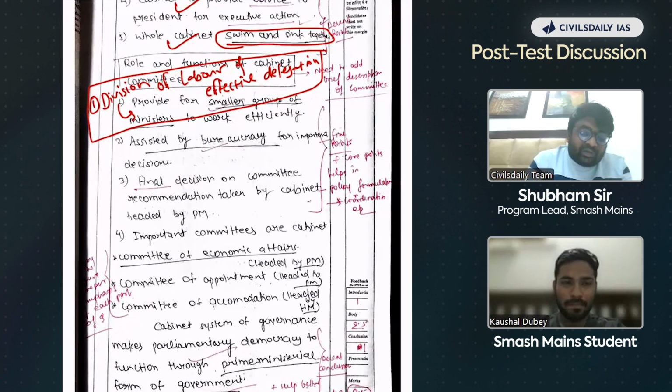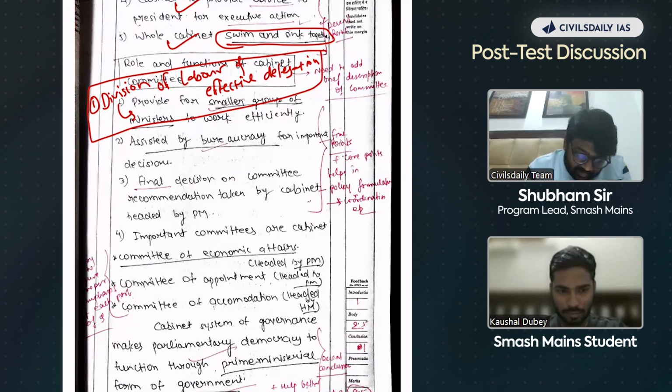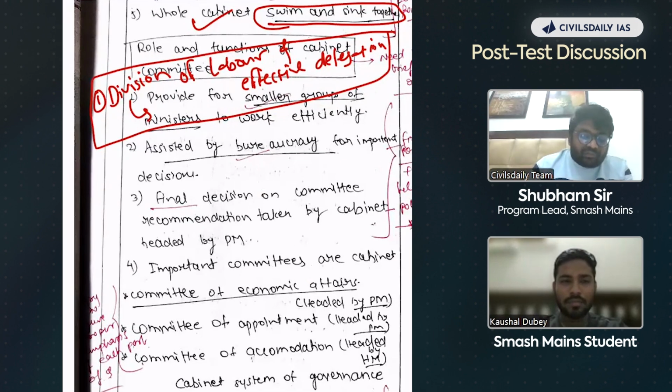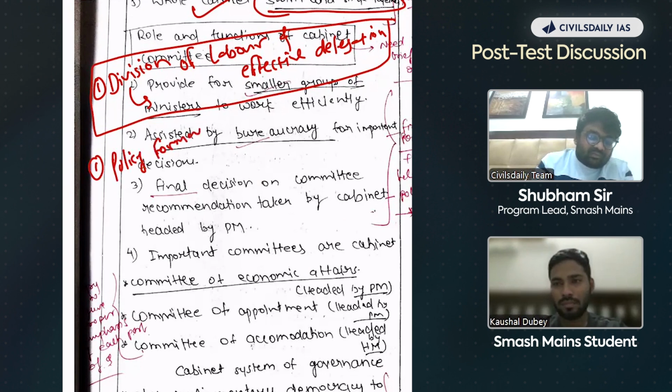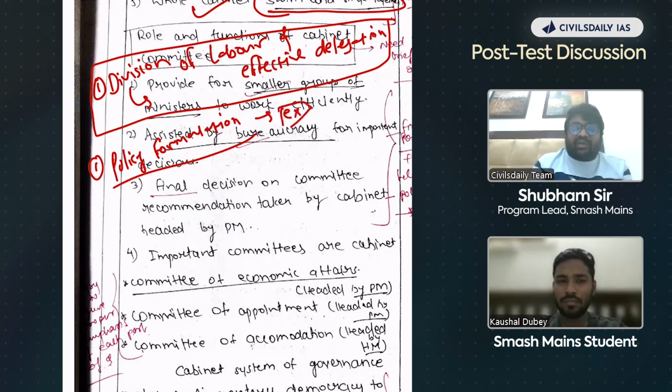Then you miss this division of labor and effective delegation, by the bureaucracy for important days. Again you miss the role and functions. See, effective delegation. So what is the role here? Simply you can give the temporal aspect. One, policy formulation. In elaboration you can directly give the example: important economic decisions are taken by the Cabinet Committee on Economic Affairs.